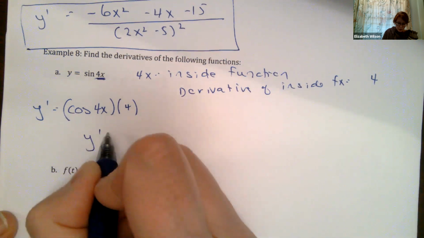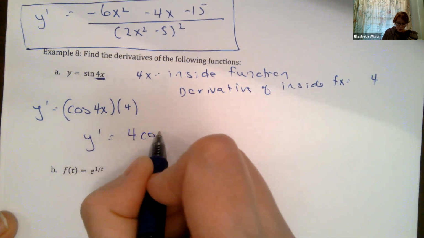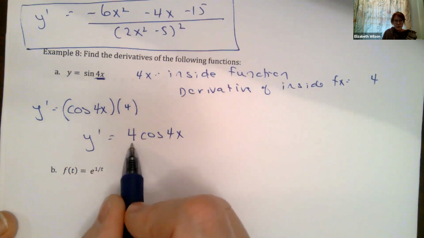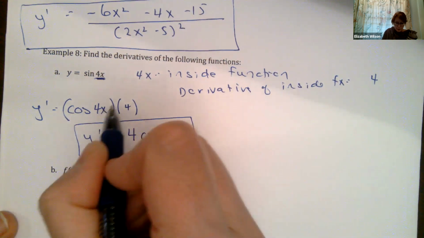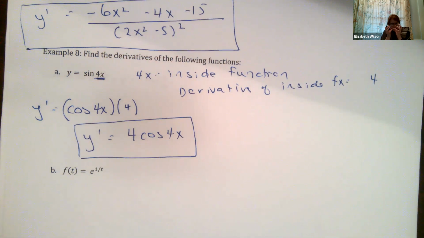So I'm going to do this. This is going to be 4 cosine of 4x. I need to put this 4 on the outside because it's just a multiplier of my cosine. It doesn't get multiplied by the 4x anymore. The 4x stays inside of my cosine. Okay.